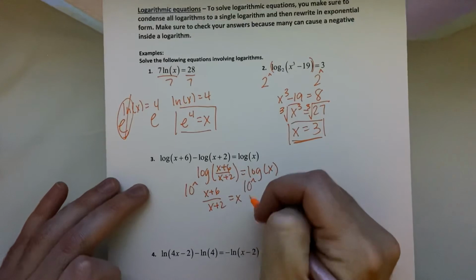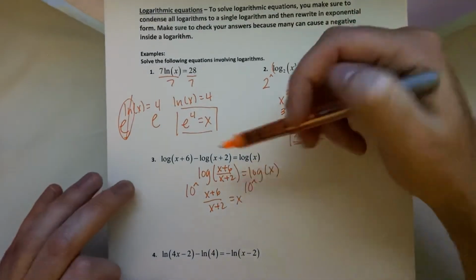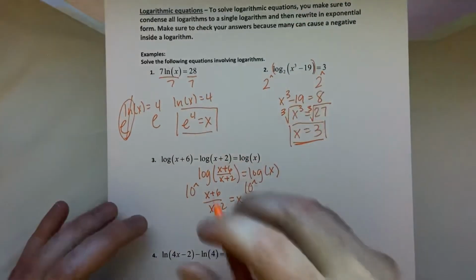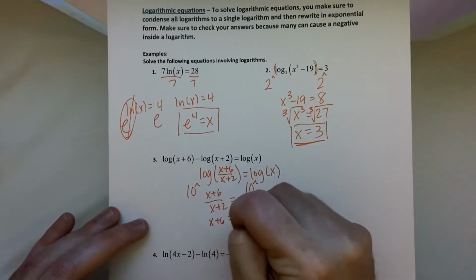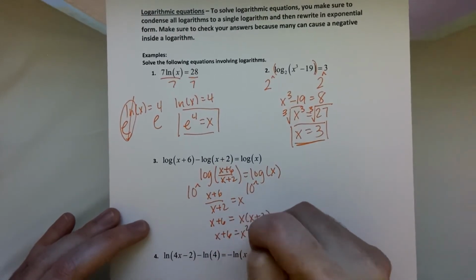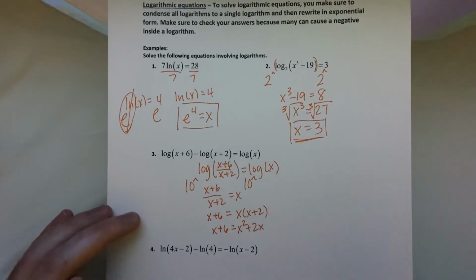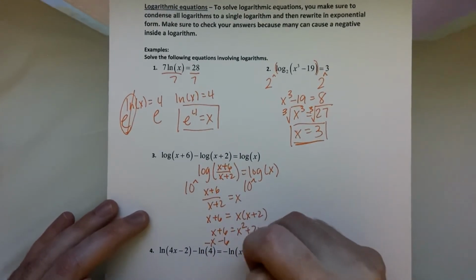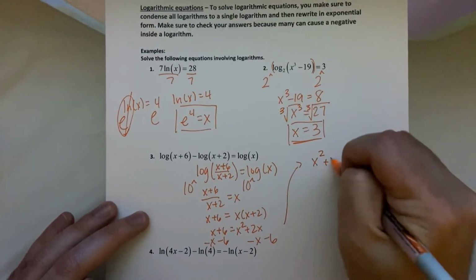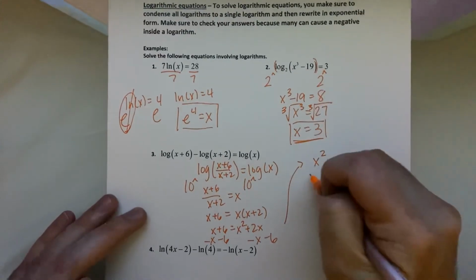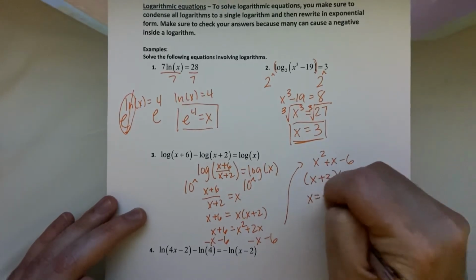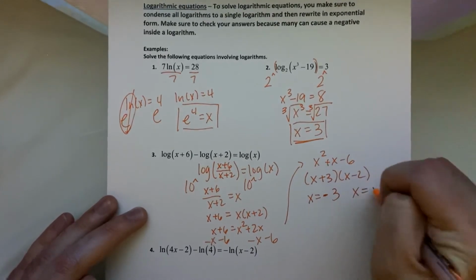I'm going to multiply the x plus 2 to the other side. I can do this because if the answer was -2, it can't go into the logarithm. It would create negatives, so I know it's already thrown out. So x plus 6 equals x times x plus 2, which means x plus 6 equals x squared plus 2x. This is now quadratic. I need to get everything to one side. So I'm now factoring x squared plus x minus 6. It factors into x plus 3, x minus 2. So either x equals -3 or x equals 2.